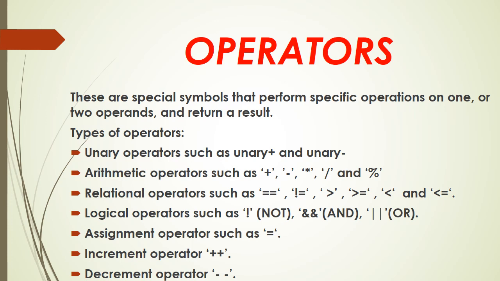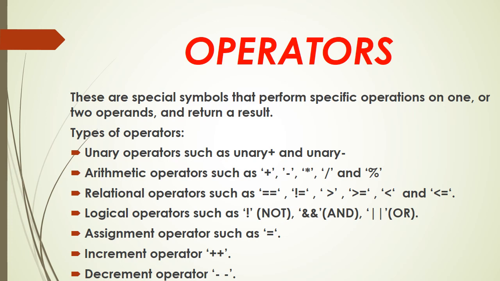Next type of operator is the relational operator, like double equal to. The double equal to sign is used to compare the values. Then the exclamation sign with the equal to sign is known as not equal to. Next are greater than, greater than equal to, less than and less than equal to. These all are known as relational operators.